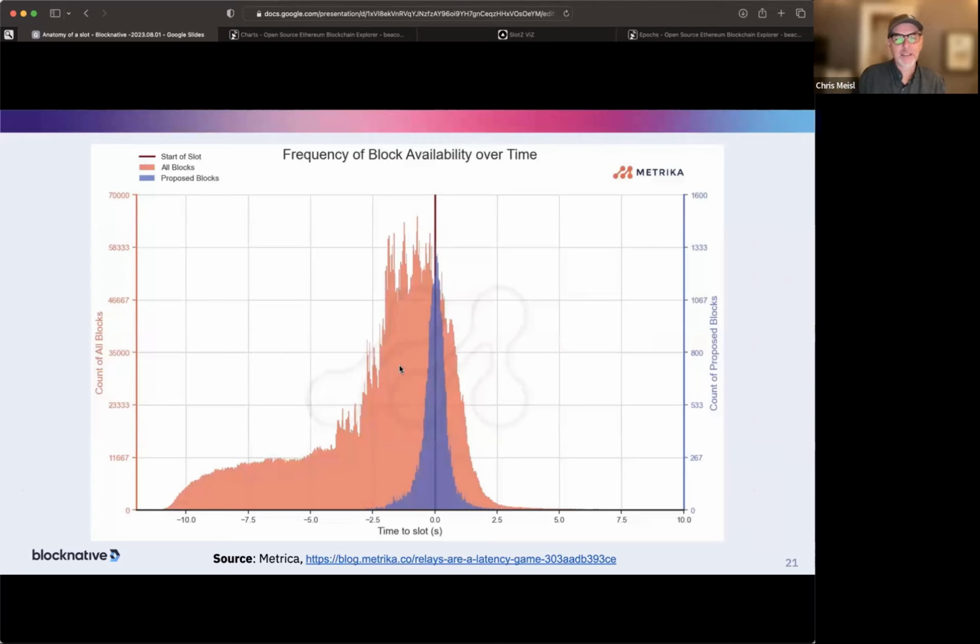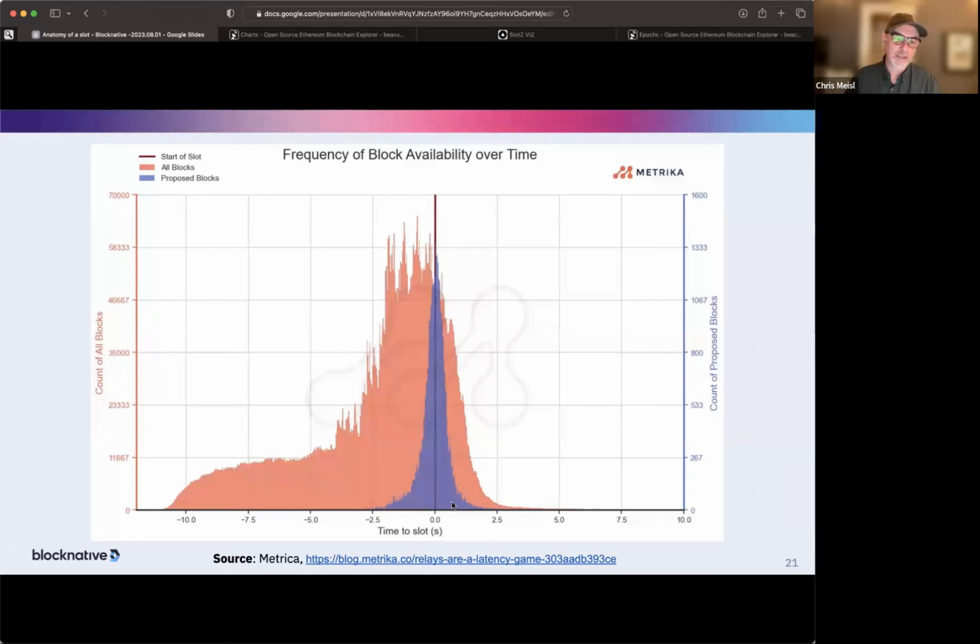And then the actual block proposals are all happening near that boundary, right? So there's a bunch that are happening before the end of the slot. So that's before t equals 0. Those are safe proposals, where you want to make sure that the propagation happens, and so you don't miss out on the slot.